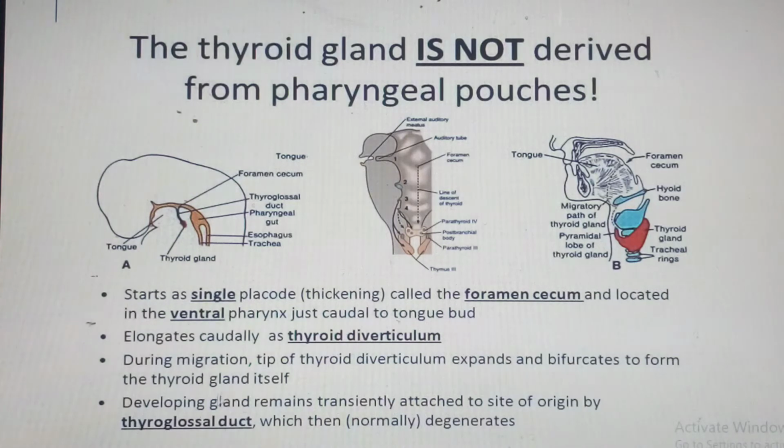Pharyngeal pouches. So one thing that I want you to know is that the developing gland will remain transiently attached to the site of origin. For instance, that is why we will see that at this foramen cecum, that space will be created, and there will be a connecting link to its final destination via the thyroglossal duct. So the thyroid gland will migrate through this thyroglossal duct to get to the anterior aspect of the neck region. Once the migration is complete, this thyroglossal duct should degenerate. In some individuals, it may persist to form a cyst.